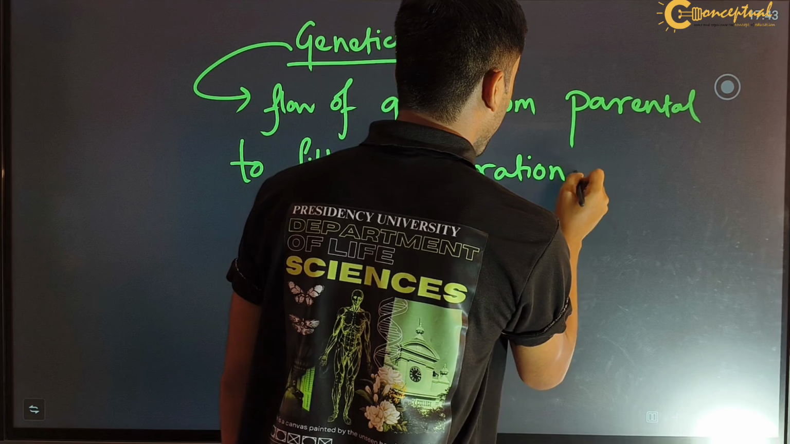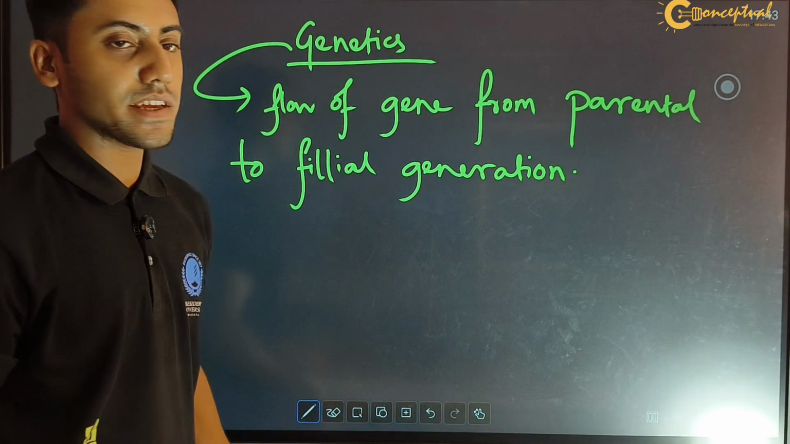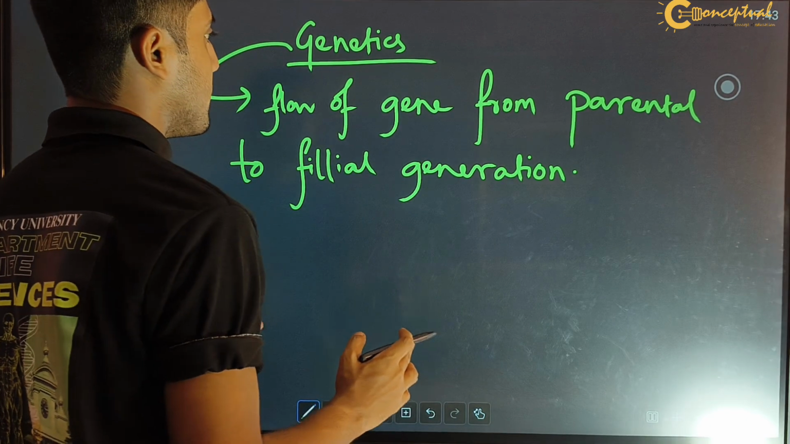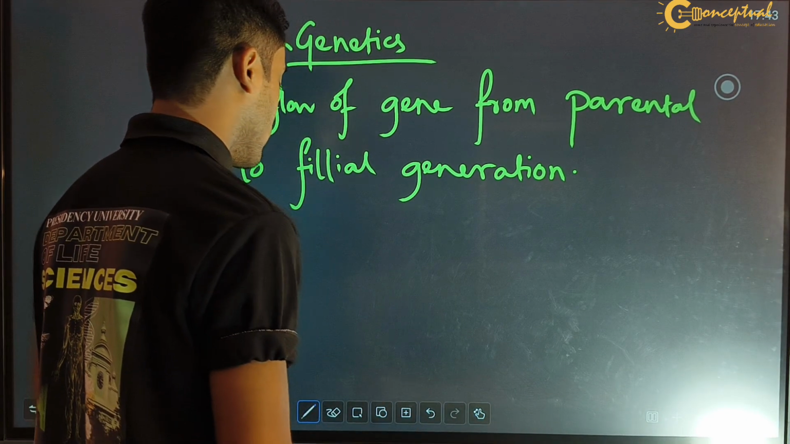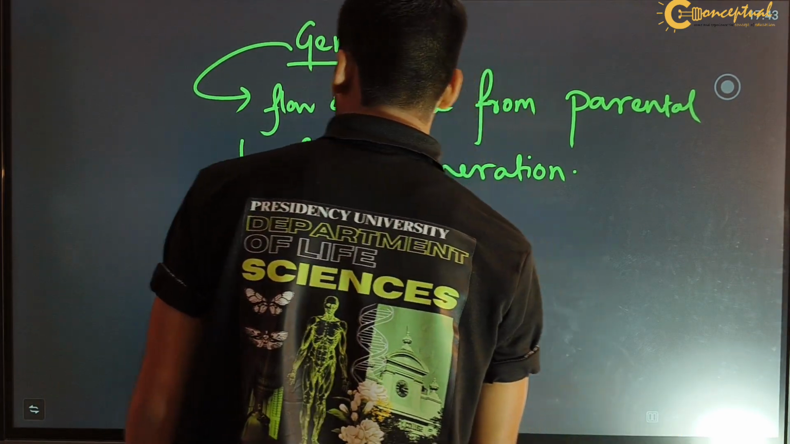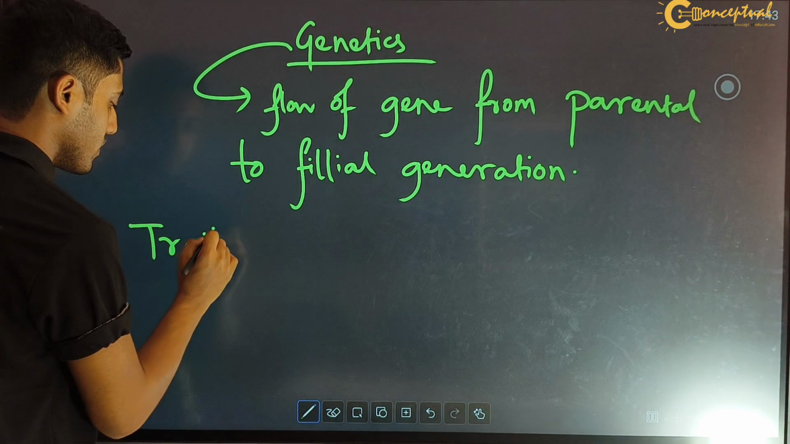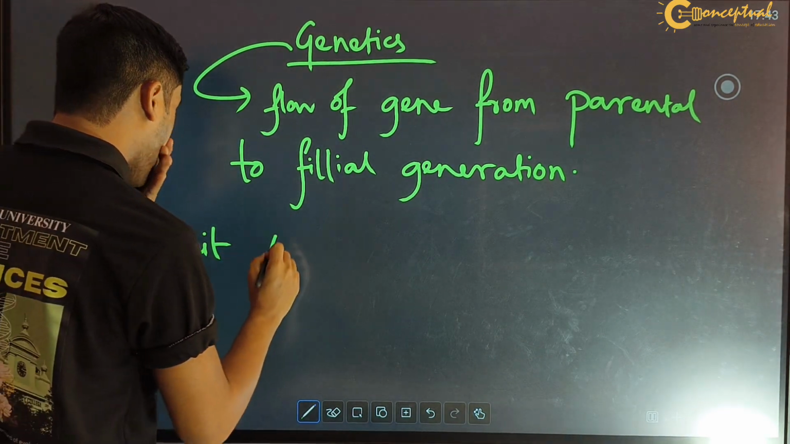पेरेंटल जनरेशन यानी कि हमारे पहले वाले जनरेशन और फिलियल यानी कि नेक्स्ट जनरेशन. ओके, सो हम लोग जेनेटिक्स पढ़ने से पहले there are certain terms that we need to know about. तो वो क्या टर्म्स है? वो हो सकते हैं कोई ट्रेट या फिर अलील.